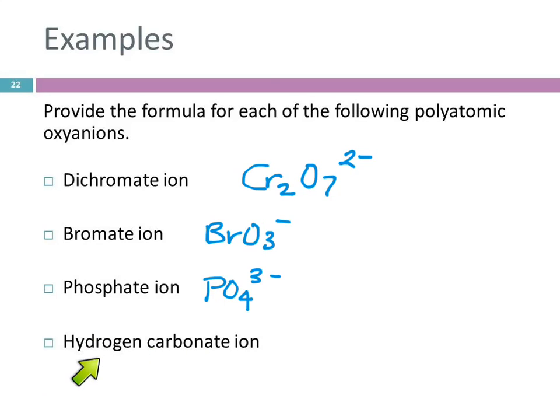This guy, hydrogen carbonate. This is a hydrogen ion with a carbonate ion. So it's HCO3, 1 minus. Carbonate is 2 minus, but when we add that hydrogen ion, we get a -1 charge. Any questions?